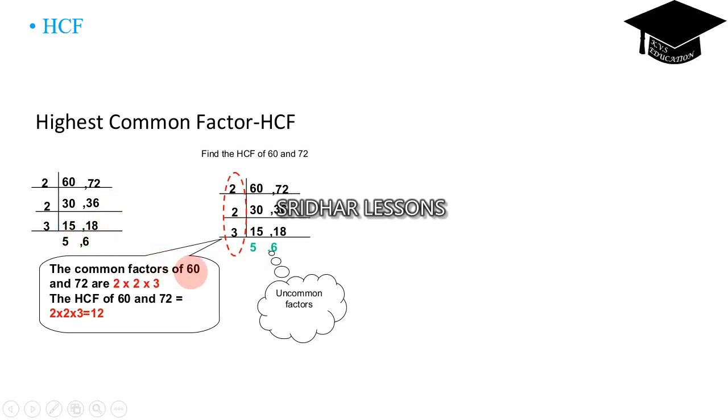So the common factors of 60 and 72 are 2, 2, 3. So the common factors of 60 and 72 are 2 into 2 into 3, that is equal to 12. The 5 and 6 are uncommon factors. This is how we derive the HCF of two numbers.